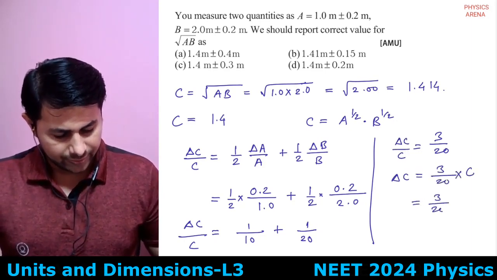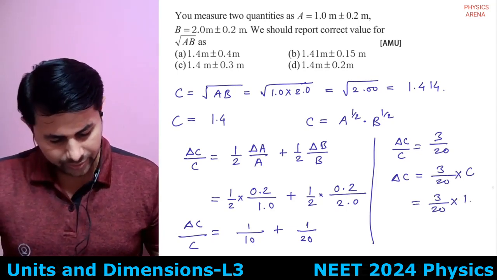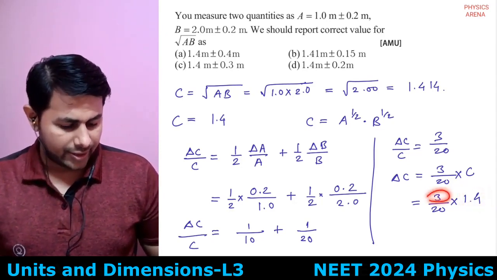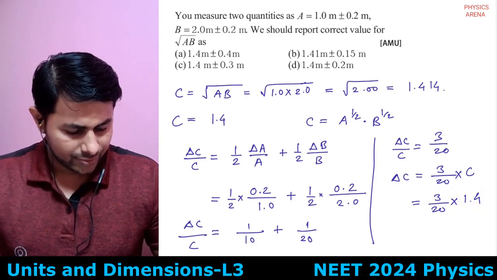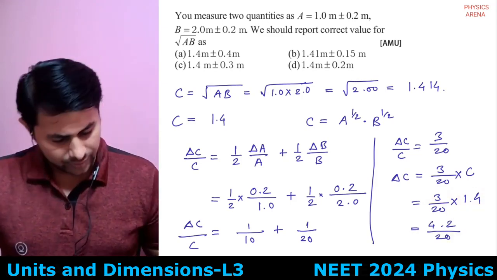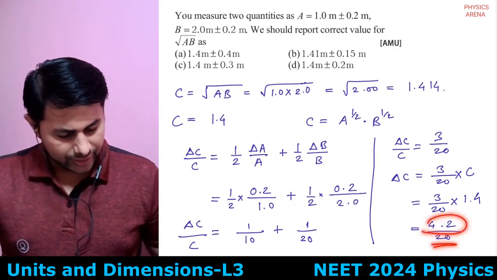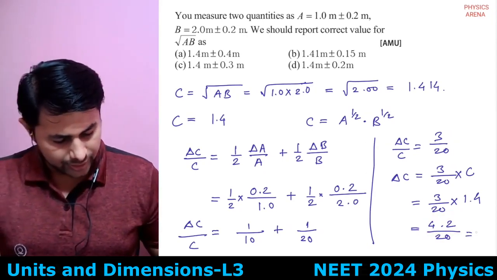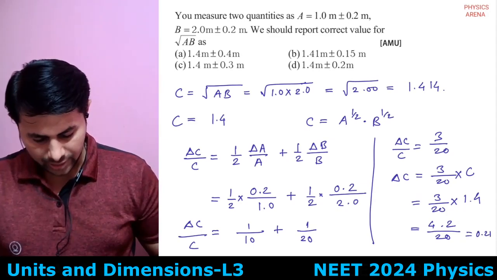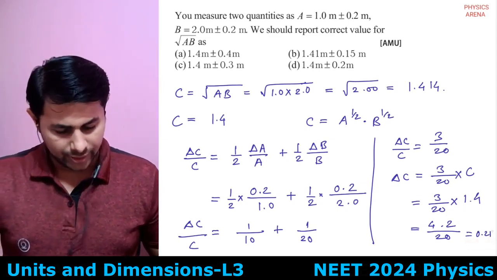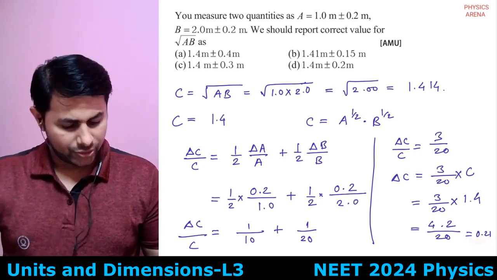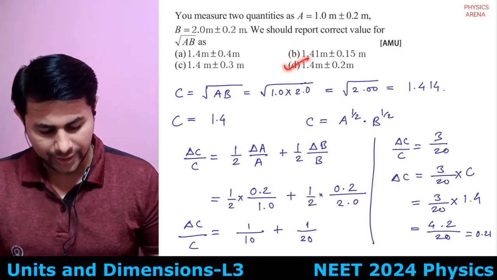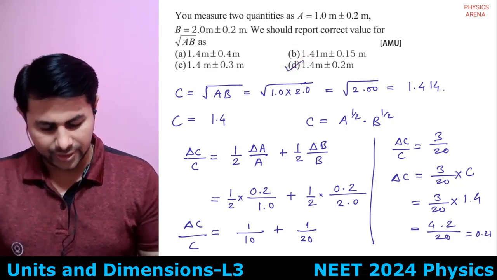So how much is that? 1.4 multiplied by 3 is 4.2, divided by 20. How much? It is 0.21. So this is 0.21, and we'll round it off up to one digit after the decimal point, so it will be 0.2. Option D. Yes, option D is the answer.